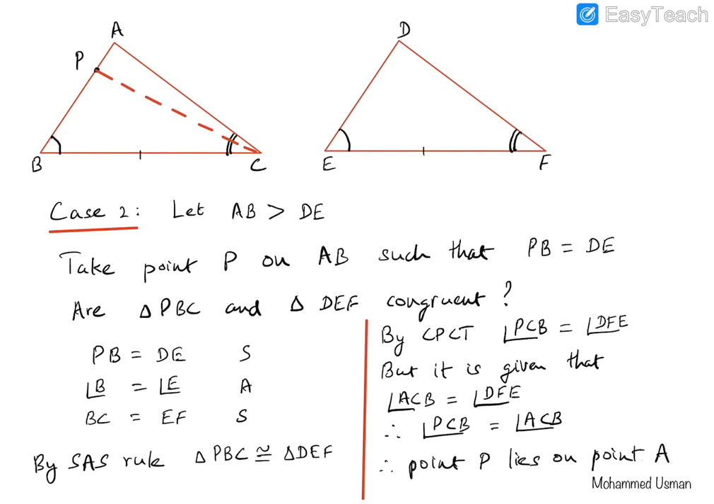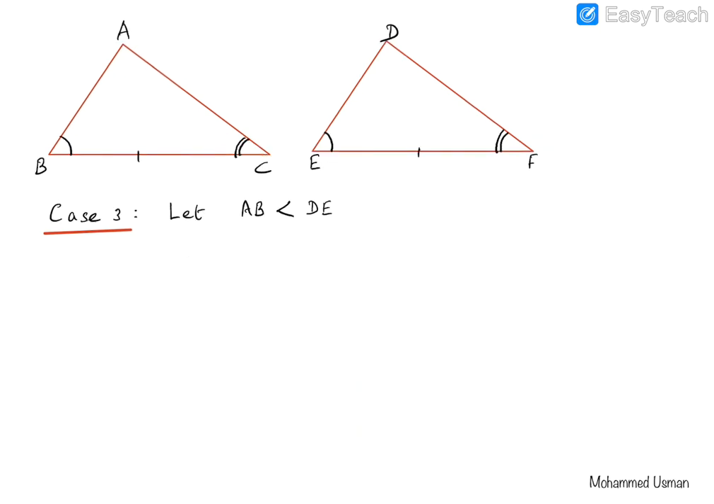Okay. Similarly, we can prove the other way around when AB is less than DE. Suppose we take that the side of the triangle AB is smaller than the side of the second triangle DE. We can take a similar argument here where we'll take a point P on the second triangle here and make a triangle here. Now we have a triangle PEF, and if we try to prove the congruence of triangle PEF with triangle ABC, we'll have similar arguments as in the previous case.